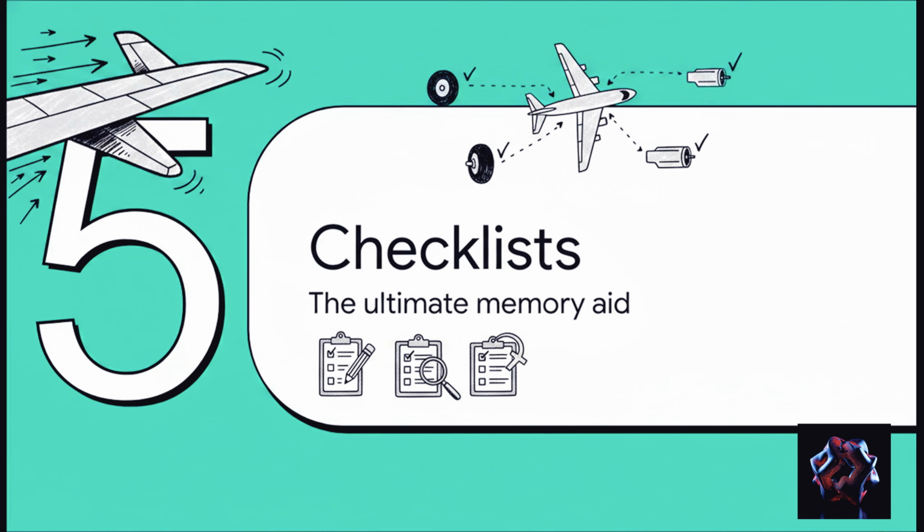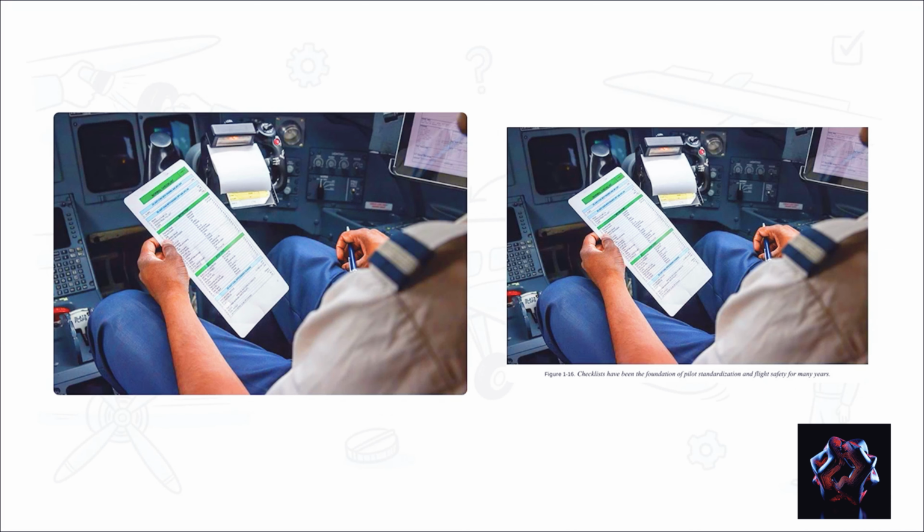Which leads us nicely to Section 5, checklists ensure flight safety, the ultimate memory aid. Let's look at the one tool that pretty much guarantees you will never miss a step during that walk-around. You know, checklists have been the absolute bedrock of pilot standardization and flight deck safety for decades now. They are the ultimate backup brain.